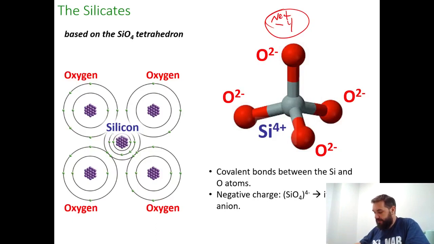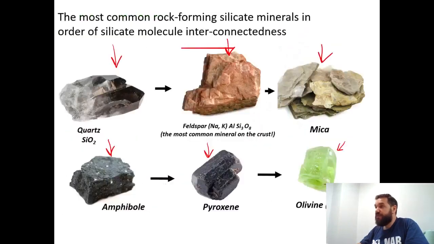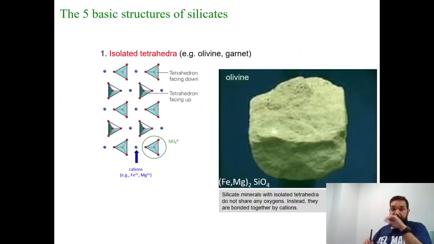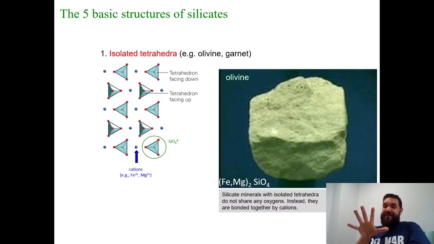Let's talk about some more of the silicate interconnectedness. You're going to get so sick of this stuff because I present this today and the next lecture and the next lecture, because it's hard and you need to hear it a lot of times and you need to know it. So there are these 5 silicate structures. It's how the silicate molecules are interconnected. The first one is called the isolated structure, the isolated tetrahedra. It is typified by minerals such as olivine and garnet.